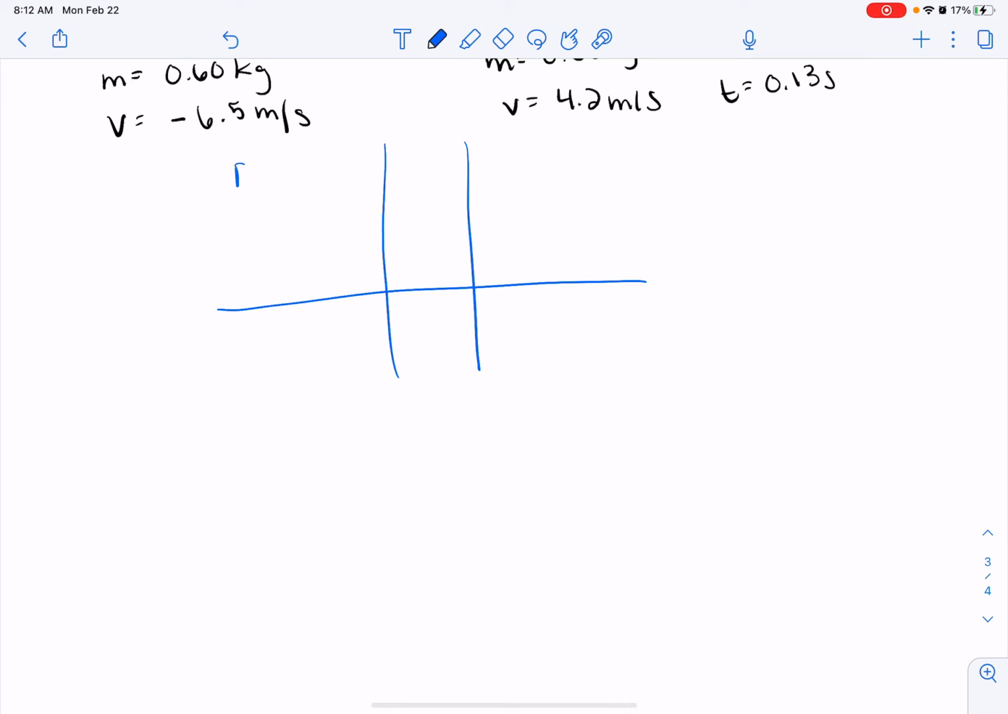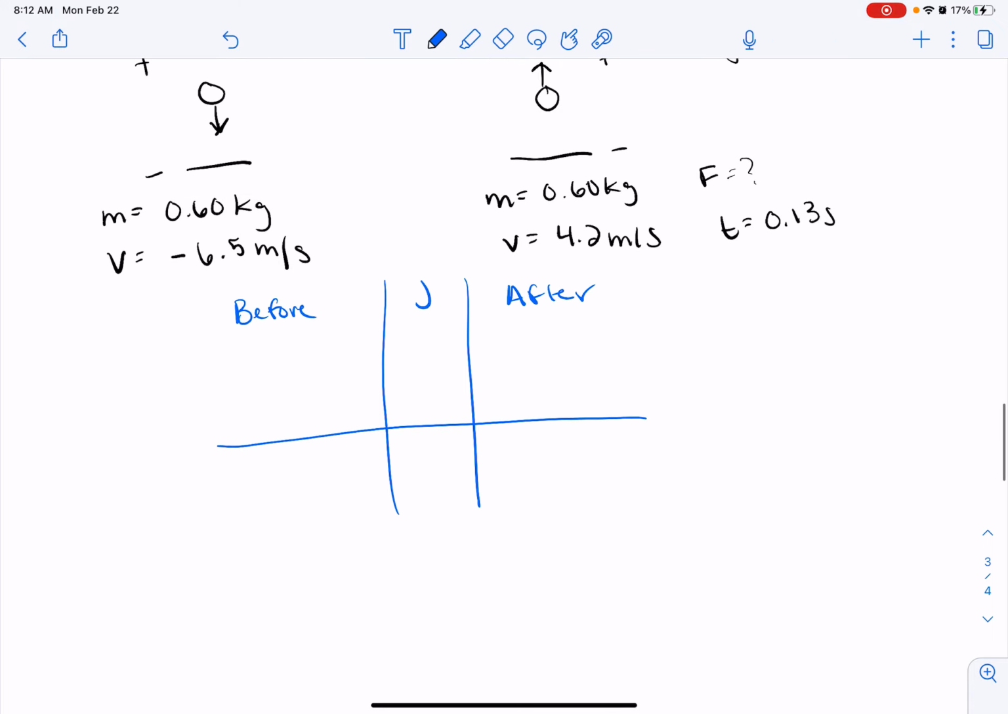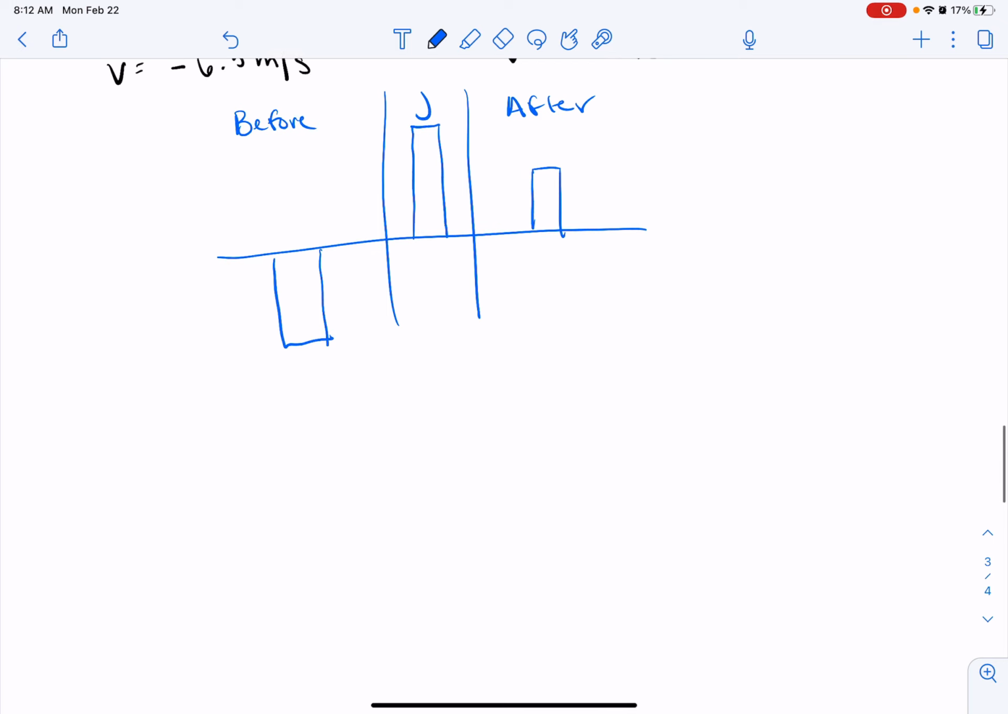So as always, we have before, impulse, and after. And we know before we're going to have some negative momentum because I have a negative velocity. And after we have some positive momentum because we have a positive velocity. So that means our impulse should be a larger positive number. Okay? So we can use this to write the equation: starting momentum plus impulse equals final momentum.